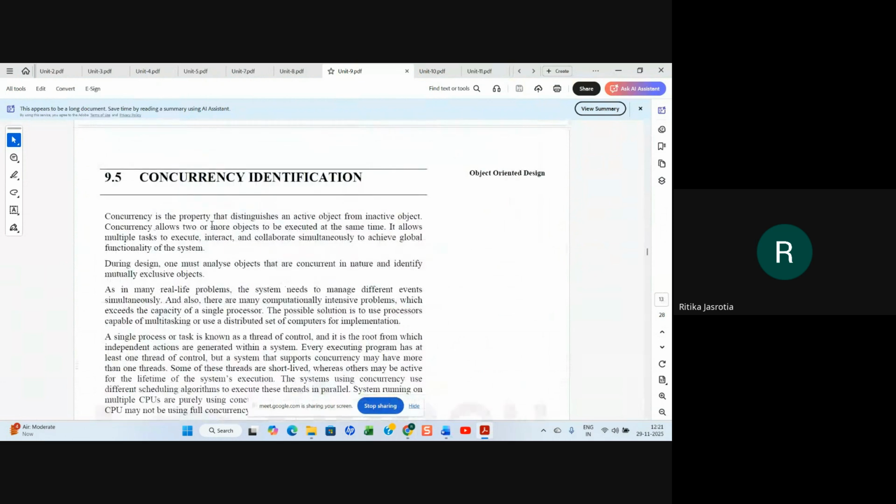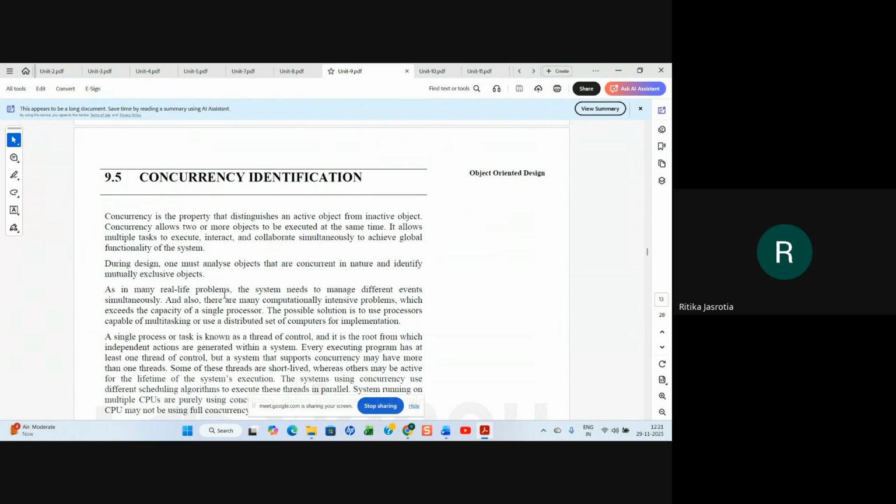Concurrency is a property that distinguishes an active object from an inactive object. Concurrency allows two or more objects to be executed at the same time. It allows multiple tasks to execute, interact, and collaborate simultaneously to achieve the global functionality of the system. So during design, one must analyze objects that are concurrent in nature and identify mutually exclusive objects. That means they are running simultaneously.